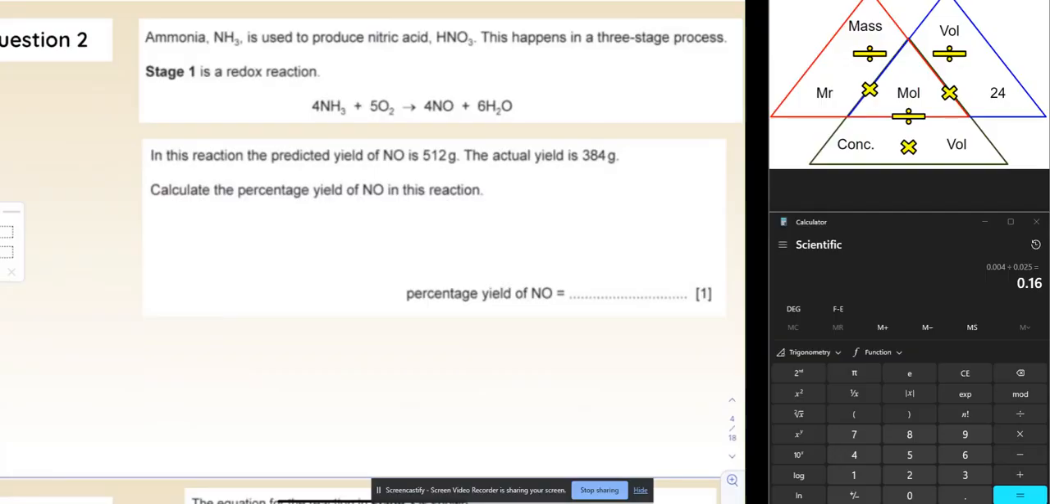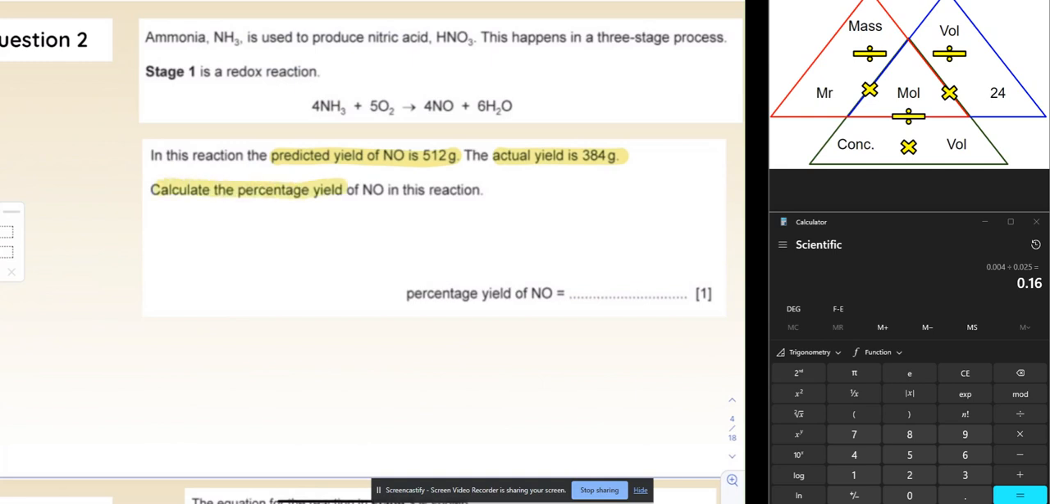Okay, so ammonia is used to produce nitric acid, which is HNO3. This happens in a 3-stage process. Stage 1 is a redox reaction. In this reaction, the predicted yield of nitrogen monoxide is 512 grams, but the actual yield is 384 grams. So we've got a predicted yield of this and an actual yield of this. It's asking us to calculate the percentage yield.